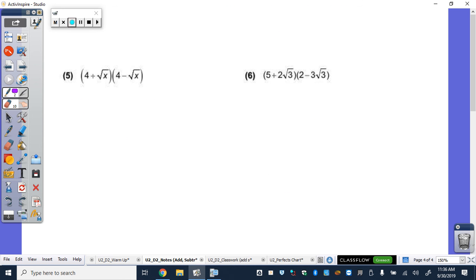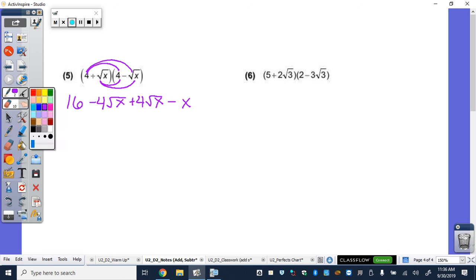So then these ones on the back, it's more of the same. It's just we have to distribute twice. So 4 times 4 gives us 16. 4 times negative square root of x would be negative 4 square root of x. And then we distribute our positive square root of x. So that gives me positive 4 square root of x. Then radical x times radical x, what does that turn into? Radical x squared, which would just simplify to x. So minus x at the end.